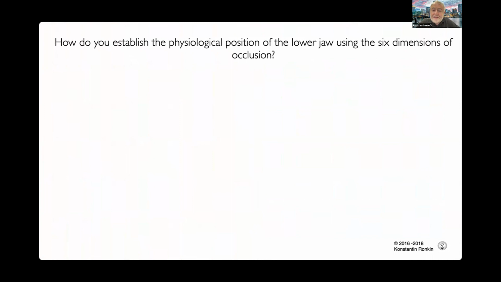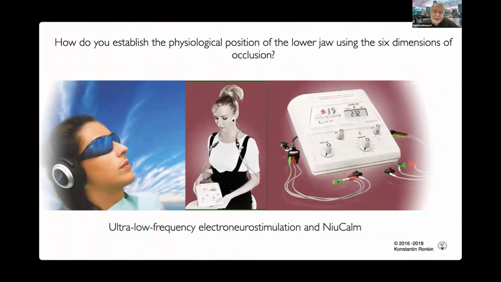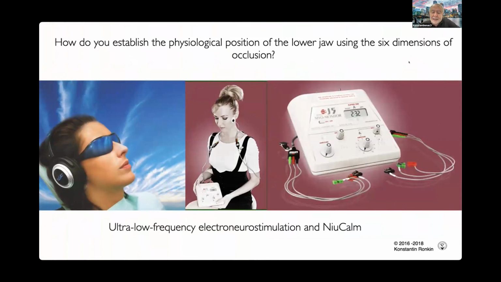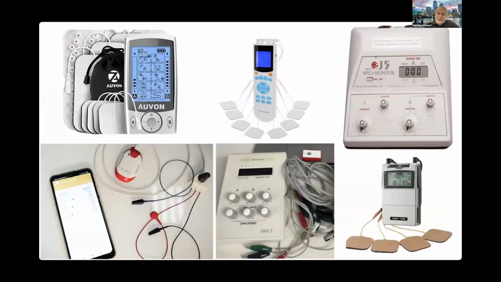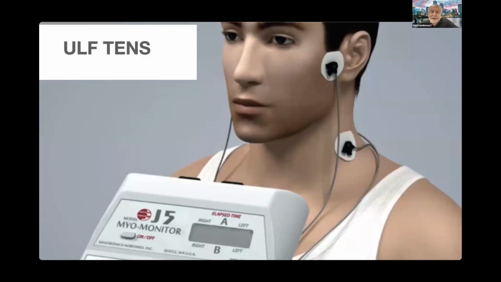How do you establish the physiological position of the lower jaw using the 6 dimensions of the occlusion? Basically, we can use an ultra-low frequency TENS, and if you would like, you can also use Newcomb. But the TENS is key here. And there are so many TENS units on the market. If you go online, you can find hundreds of TENS units, and TENS we use in many disciplines, like sports medicine, physiotherapy, and pain medicine, and not only in dentistry. But in dentistry, we use ultra-low frequency TENS, at least in the neuromuscular concept.